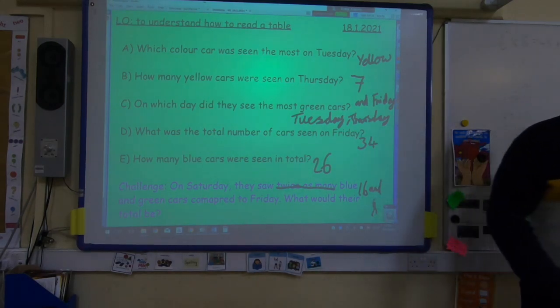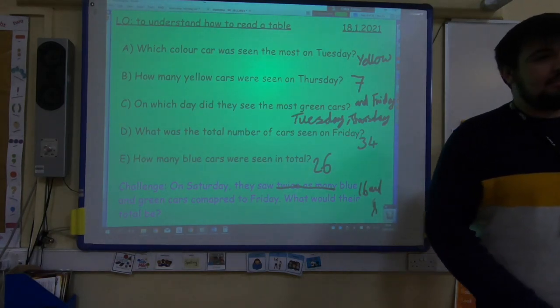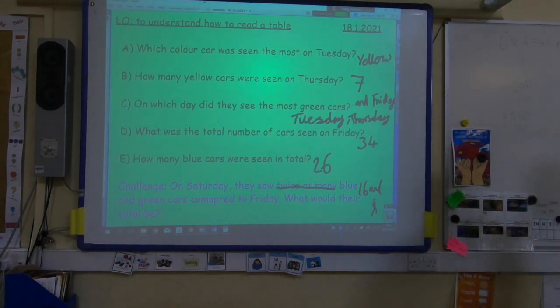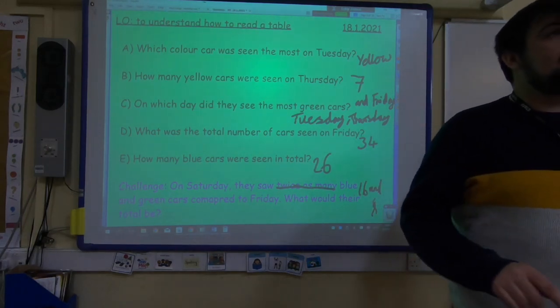Good stuff. Just double check, change those answers if you need to, make the corrections. Okay. Very impressed with those math skills today. Tables are hard. Also, some of the wording's hard as well, so do not worry if you didn't get them all right. Well done to those children at home. That's a brilliant lesson. Thank you.